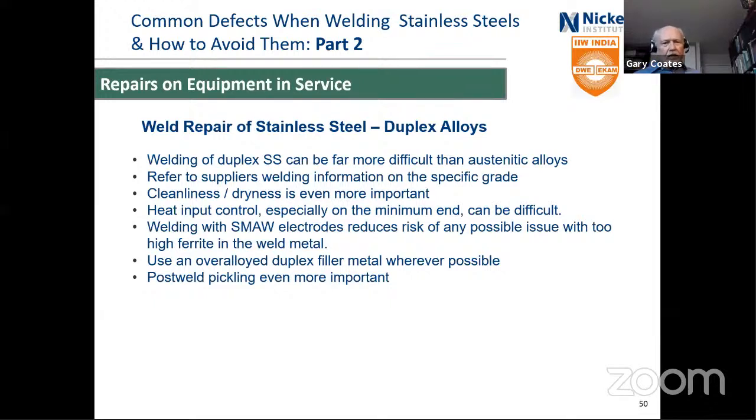Again, the shielded metal arc electrodes are better because it reduces the risk of high ferrite in the weld. Use of overalloyed duplex filler metal wherever possible. In other words, weld 2205 with 2507 when you're doing a weld repair, and the pickling cleaning is important afterwards.